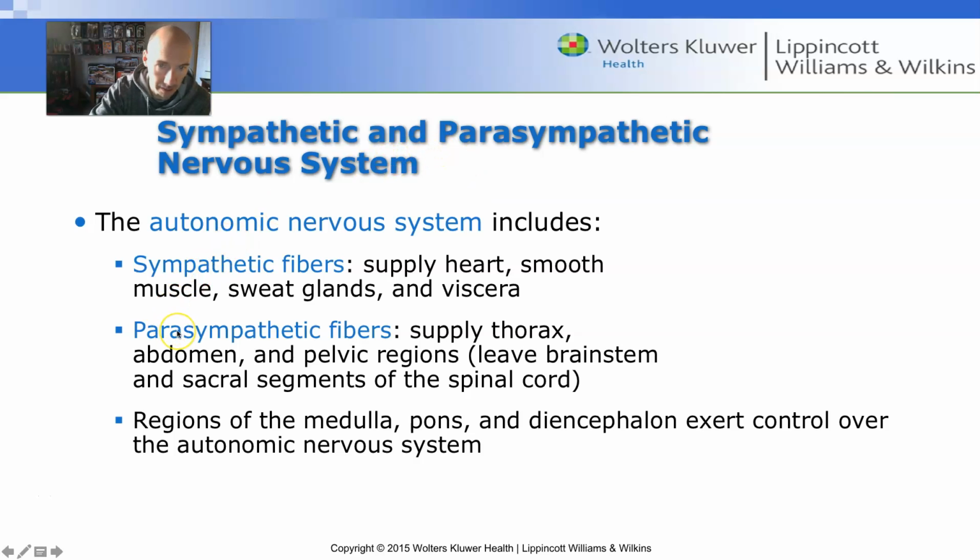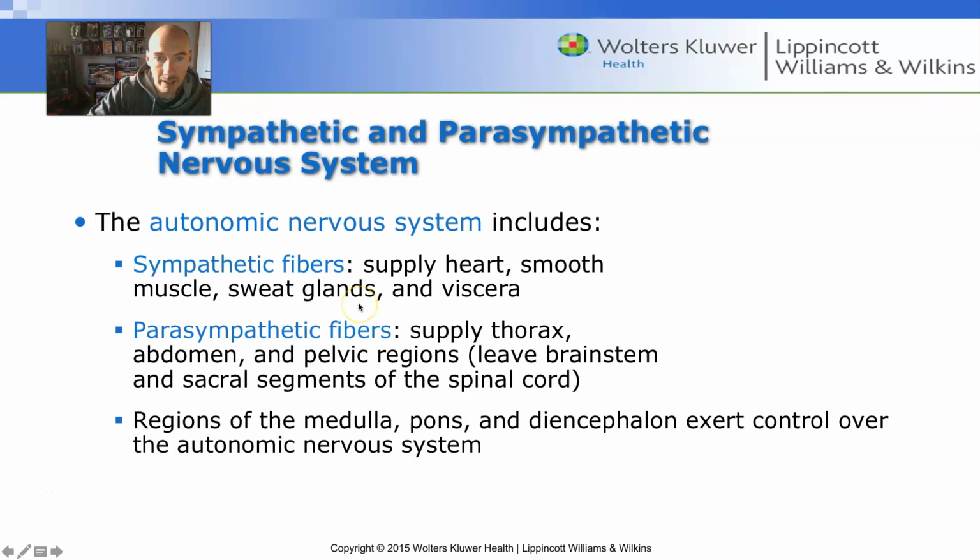And now we get caught up to talking about the autonomic nervous system, which again is divided into the sympathetic and the parasympathetic. On this slide, it gives you a few, not all, but a few of the things that these two divisions of the nervous system innervate or stimulate. The sympathetic nervous system nerves, we should say, supply the heart, smooth muscle, sweat glands, and internal organs. While the parasympathetic nervous system also supplies the chest cavity, the abdomen, the pelvic region.